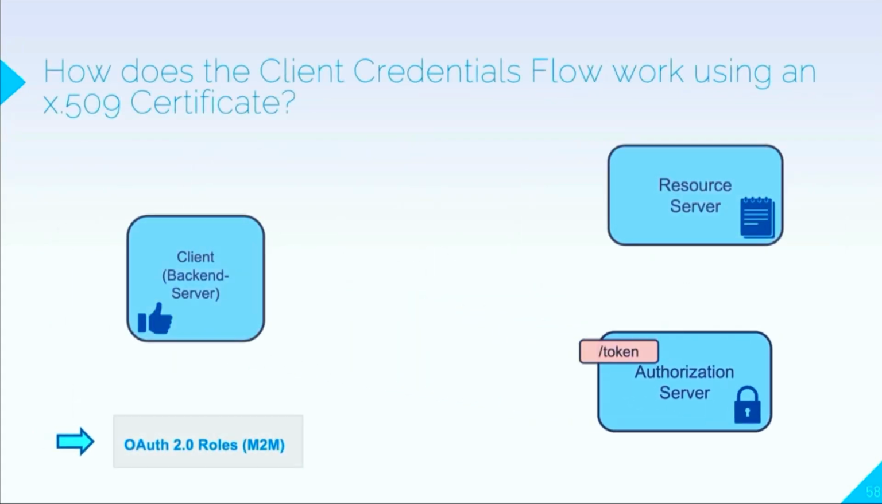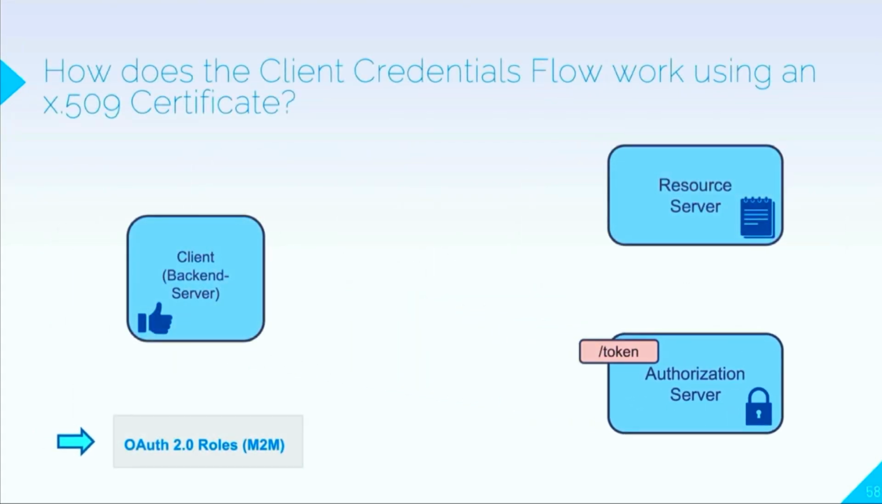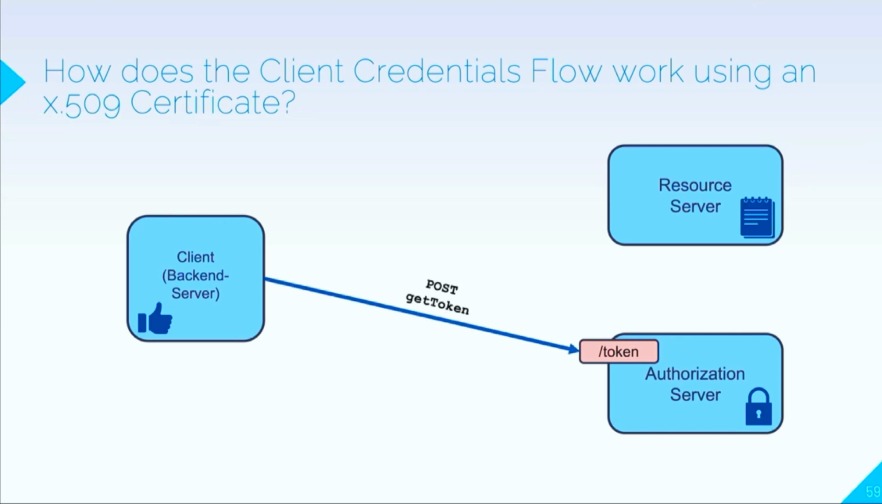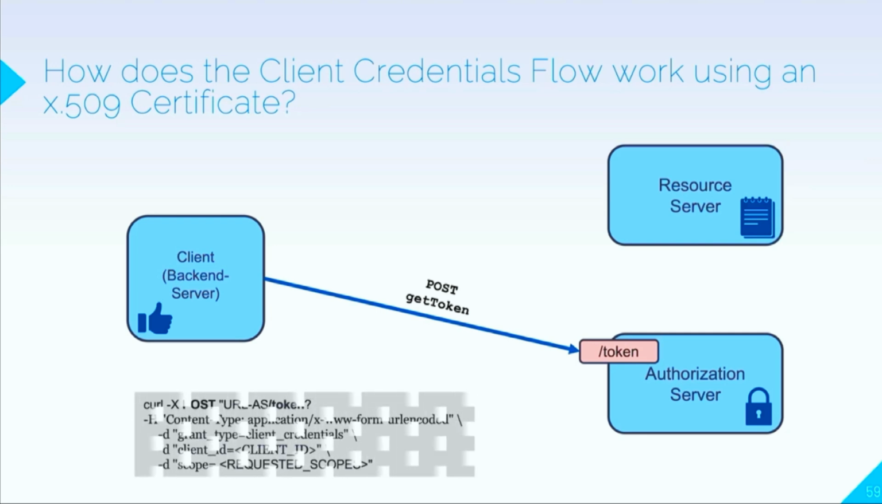Now that we have covered these fundamentals, let's move on to see how this process works in detail. As always, we start with the OAuth 2 roles. The client sends a POST request to the token endpoint of the authorization server to obtain an OAuth 2 access token. The curl command for this process is similar to the one used in the standard client credentials flow, but without any secrets or authentication parameters included in the request body.